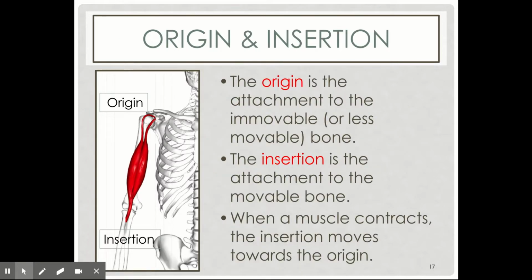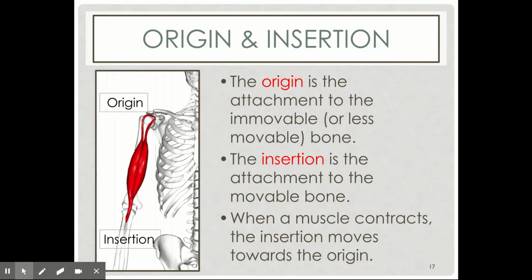One thing that you're going to have to know if you decide to continue and take anatomy and physiology in college is going to be the origin and the insertions of each muscle. Now, for this course, you won't need to know it for each muscle. You just need to know what an origin and an insertion is. So an origin of a muscle is going to be the attachment to the immovable or the less movable bone, okay? The insertion is the attachment to the movable bone.